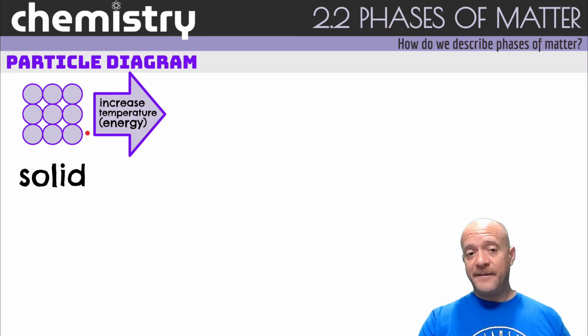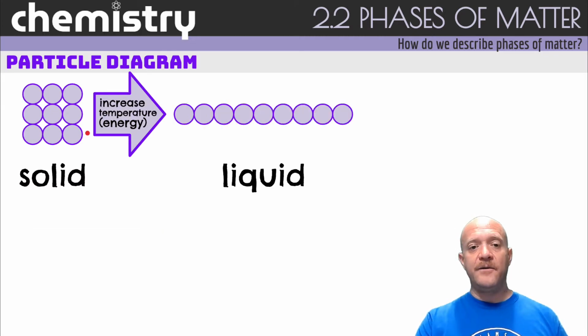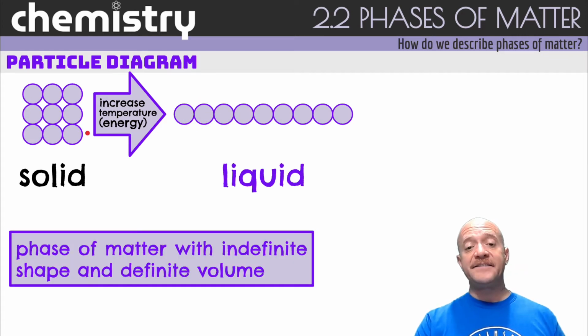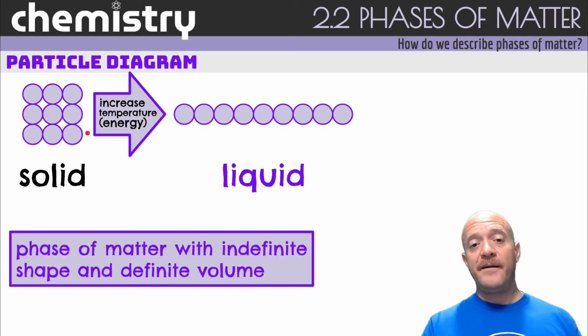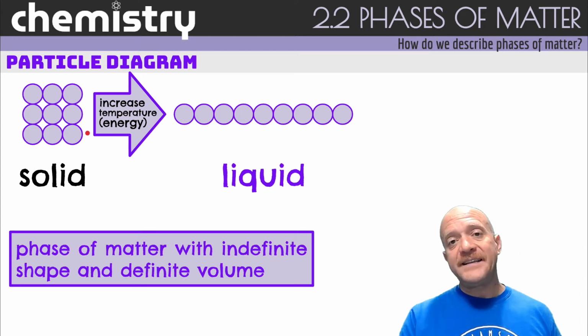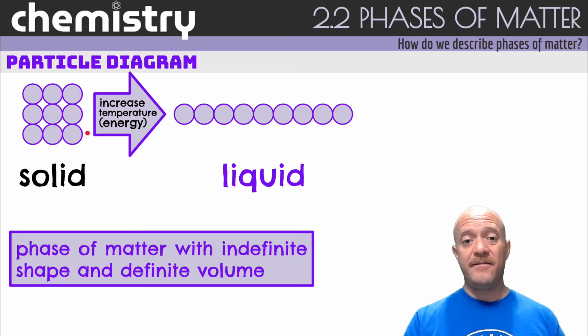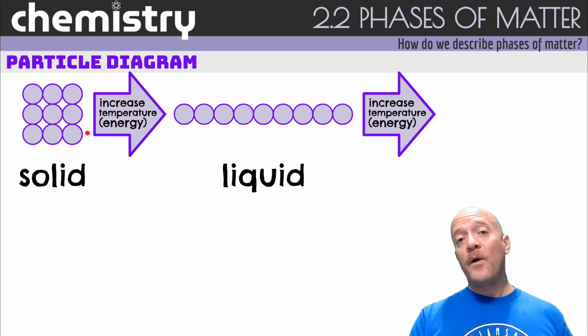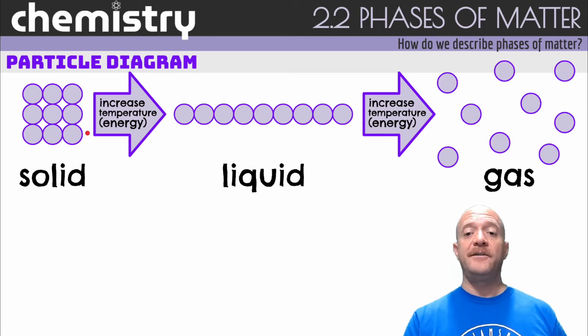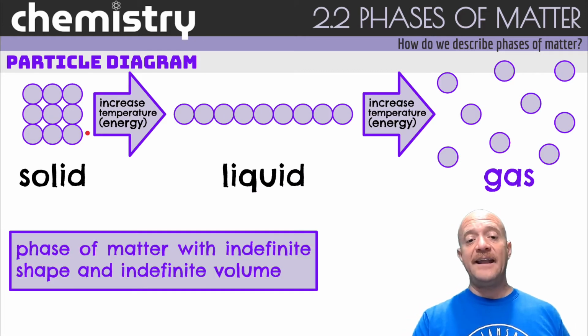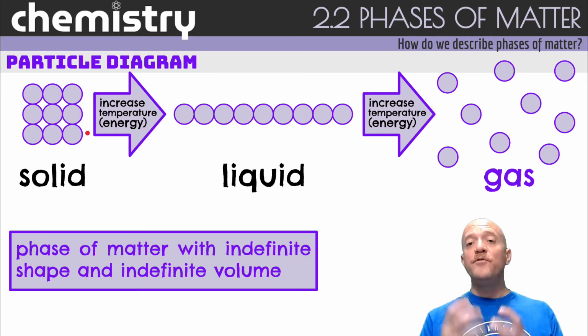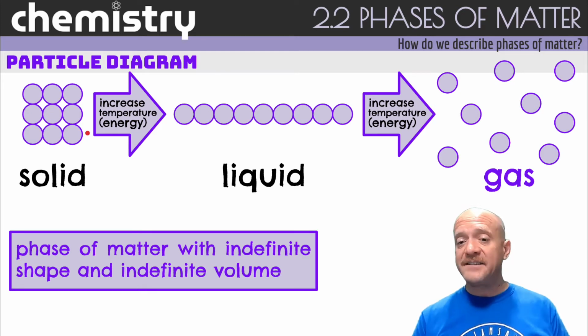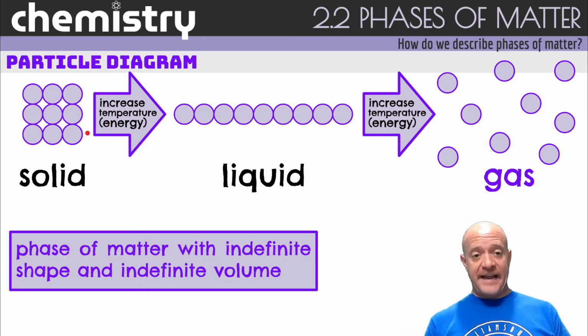Now, if you increase the temperature or apply energy, you're going to form a liquid. And a liquid is a phase of matter with an indefinite shape and a definite volume. So it takes the shape of its container. And if you add even more energy or increase the temperature, you will get a gas. And a gas is the phase of matter with an indefinite shape and an indefinite volume. The particles are moving so fast that they expand to fill their container.